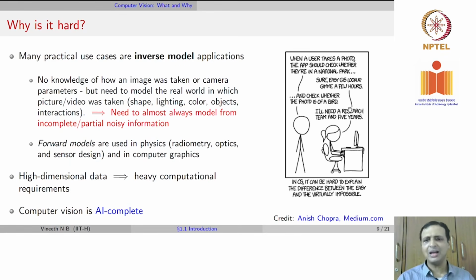And as you can see here on the right, if you simply want to check whether a photo that you clicked is in a particular national park, you can probably do it easily. But if you want to find out finer details of a particular photo that you took, what bird is it, which particular kind or sub-kind of bird are you looking at, these kinds of things are very hard computer vision problems.